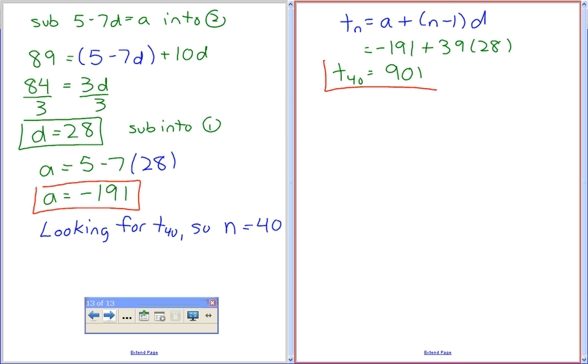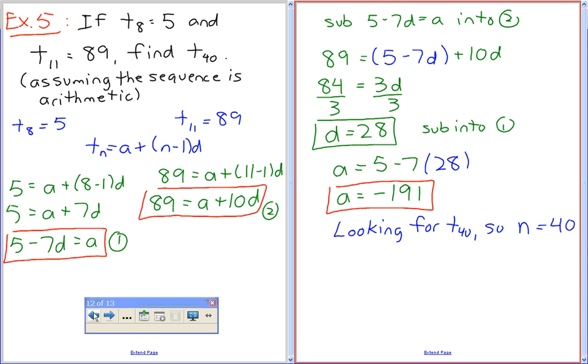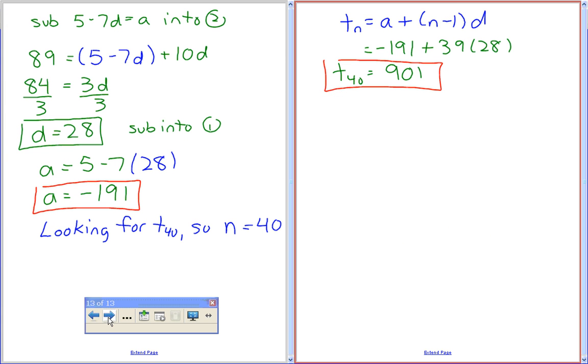Okay, people are saying sure. The way to sort of check, looking at it, you start with a small number, you're getting bigger, so the number's got to be a lot bigger, right? Getting close. Therefore, the 40th term is 901.